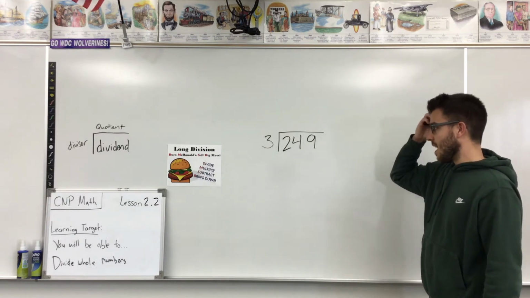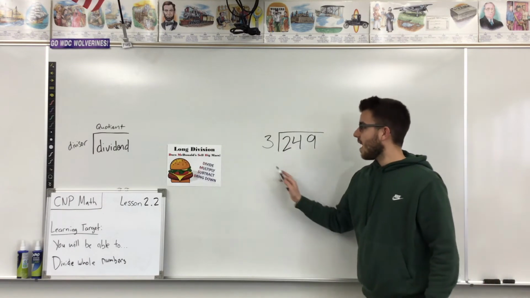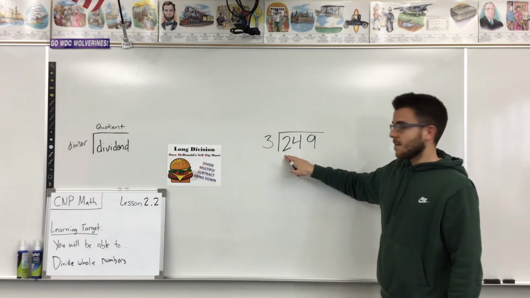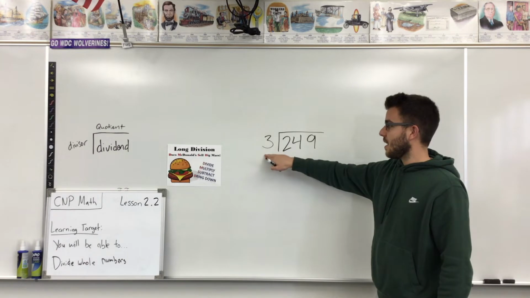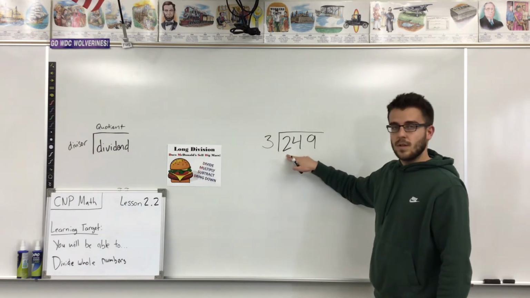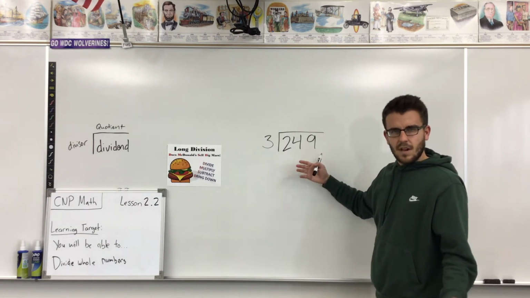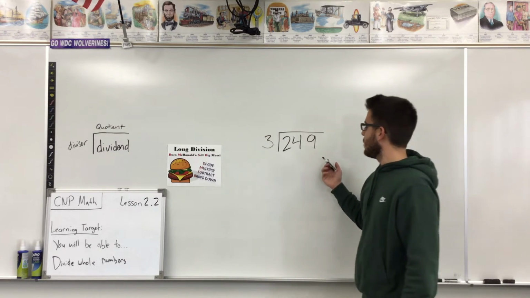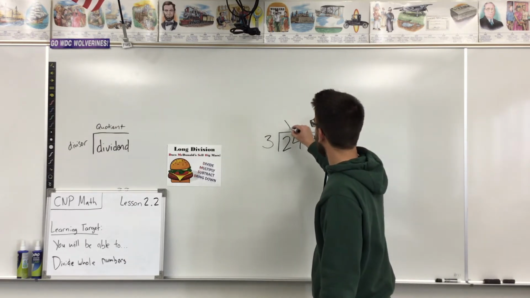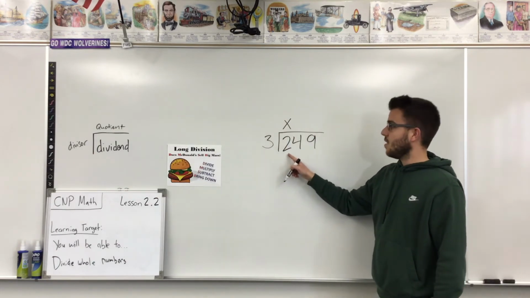Okay? Now, first step. We divide this first number in the dividend by 3. In other words, we see how many 3's go into 2. Okay? How many 3's go into 2? None, right? So what you can do is put an X up above the 2 because 3 does not go into 2. All right?